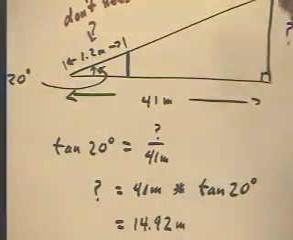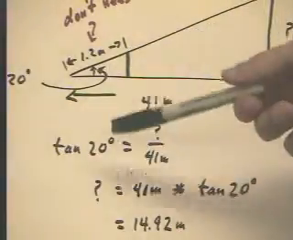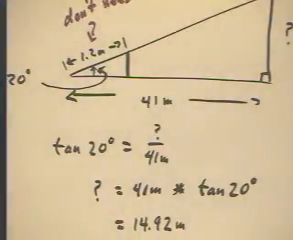Now we look at this triangle. We're given that this distance is 1.2 meters. This is 41 meters and the angle is 20 degrees. We want to find this altitude here.